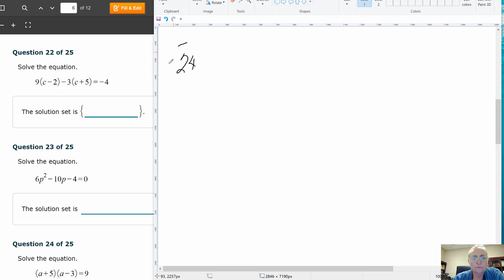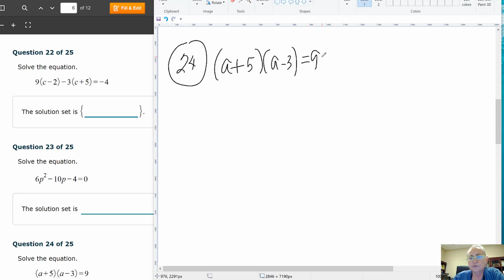Number 24. A plus 5, a minus 3 equals 9. Now, we cannot factor until there's a 0 here, and we can't do this until we simplify all of this. So let's multiply this out. A squared minus 3a plus 5a minus 15 equals 9.